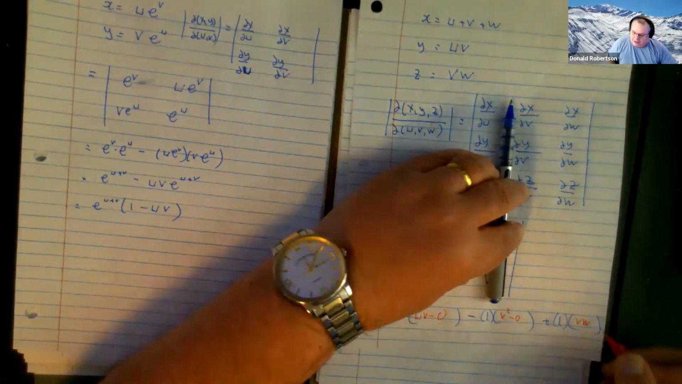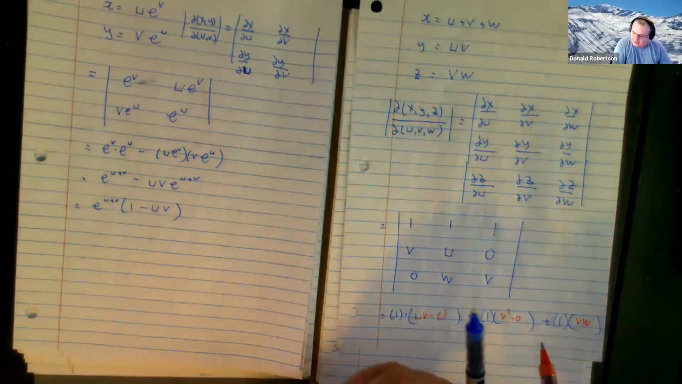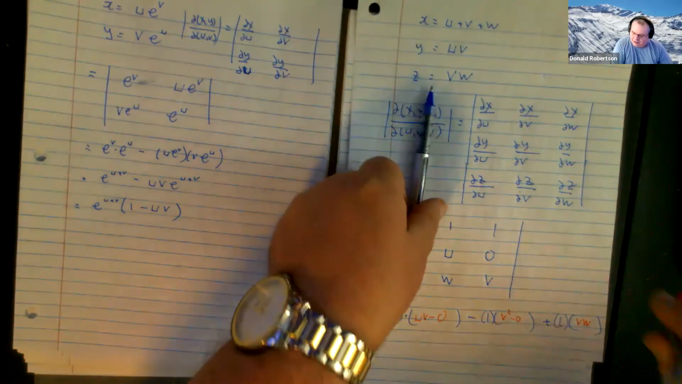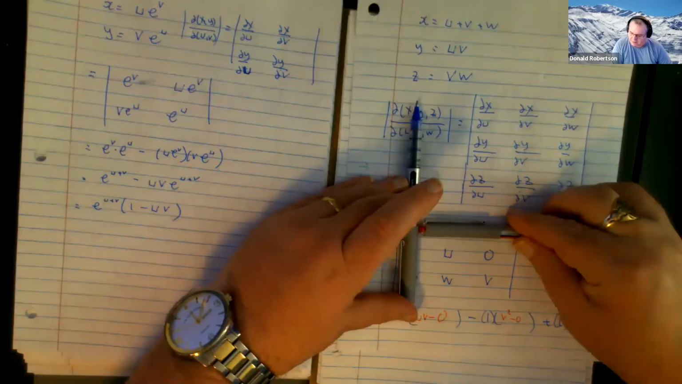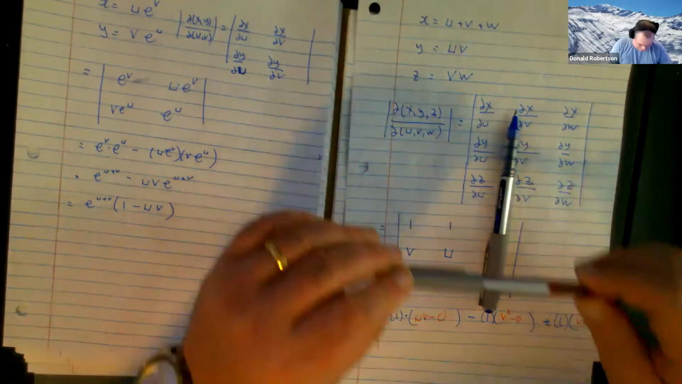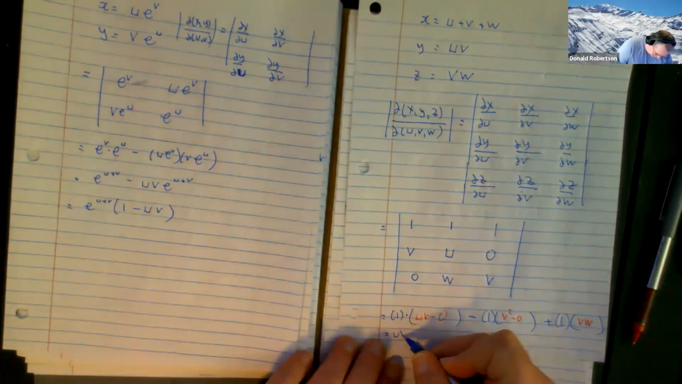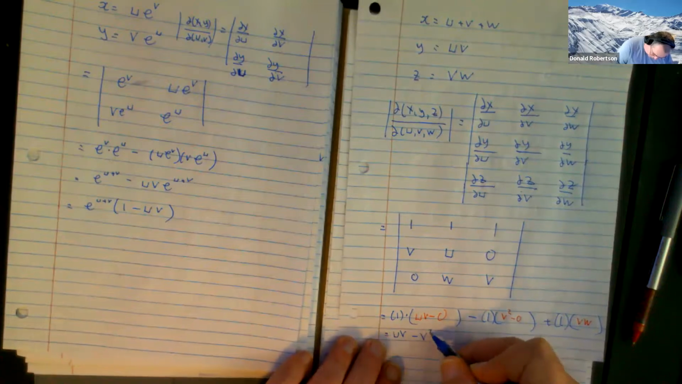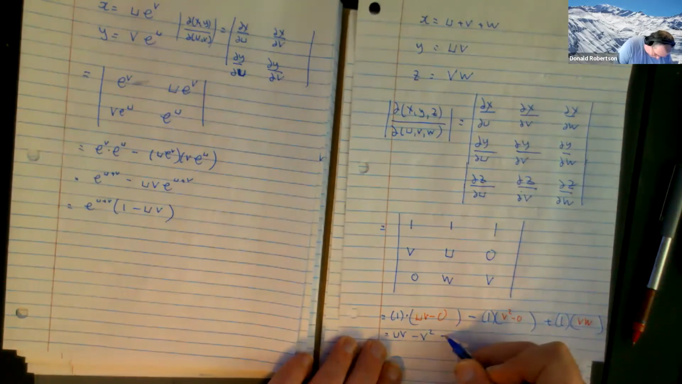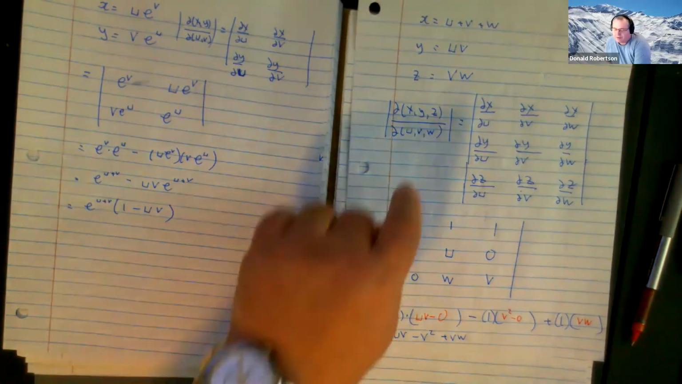Right, so you get the first guy, second guy, third guy. It's very visual. And let's see what I got here. uv times 1 is just uv. Take away a v squared. Add a vw. That would be the 3 by 3 determinant.